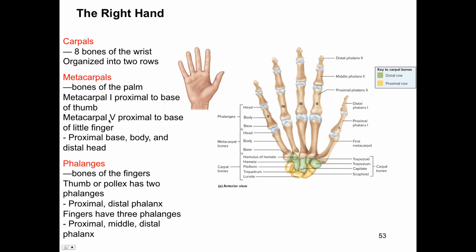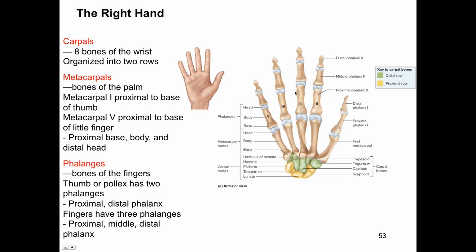So metacarpal 5 is proximal to the base of the little finger, and 1 is at the thumb. And these are the names of the features: the base, the body, and the distal head. So the head is distal over here, and then here's the base articulating with the carpals. And then the phalanges.